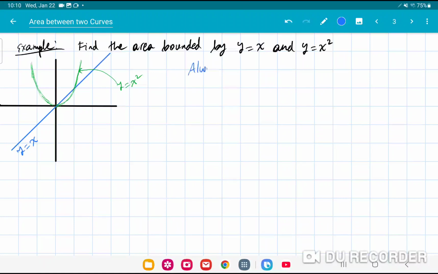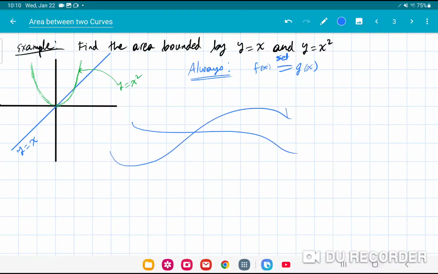Okay, so before we do the integral, the first step we have to do is always set the two functions equal and figure out where the intersection or intersections are, because the functions may intersect. You may have a situation like this where they intersect at 1 point or at 2 points or maybe more. Always before you start doing anything like this, set the two equal and solve.